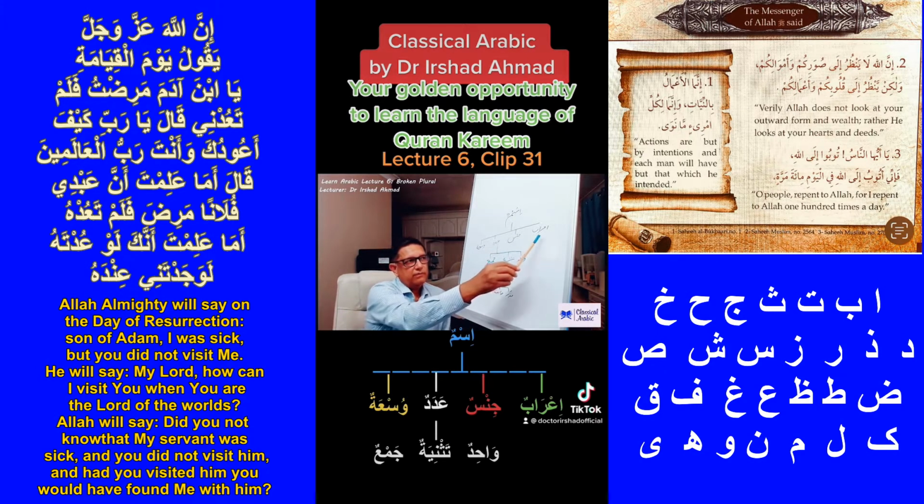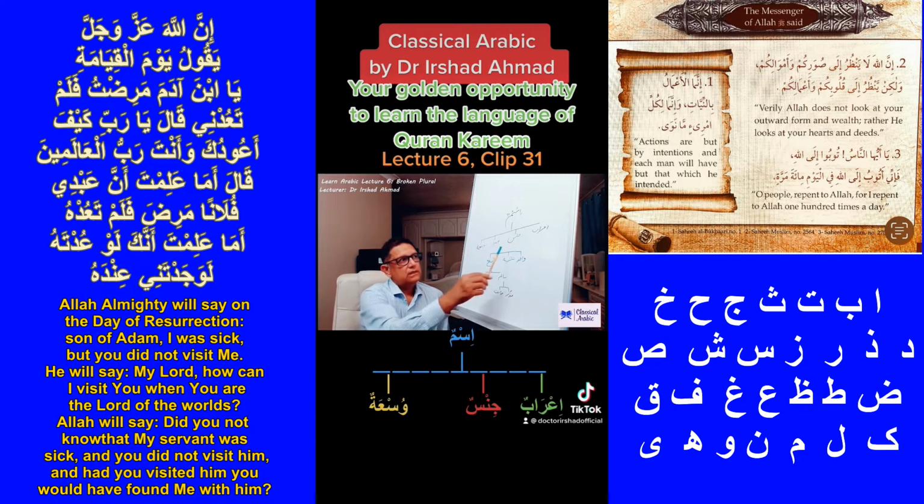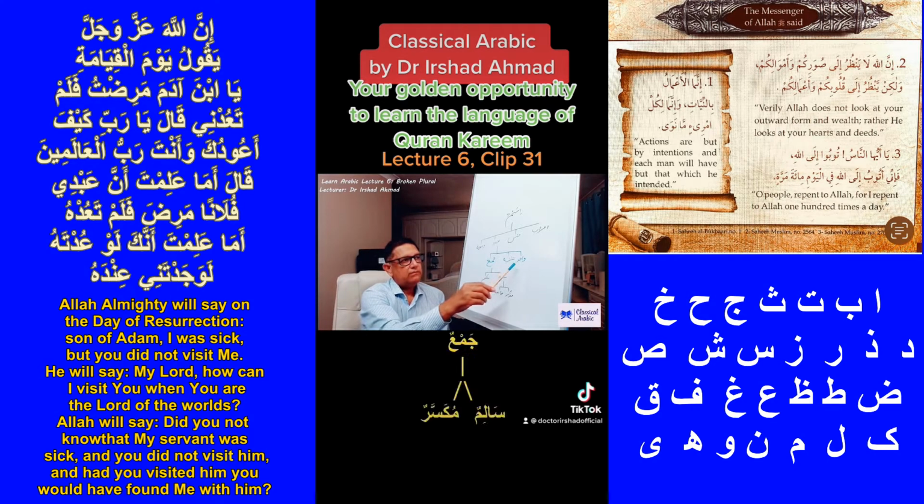We are now quite familiar with the concept of i'rab, and we have worked on it quite a bit. We are going to continue to work on i'rab, and i'rab is going to be with us all the time. Jins we have covered, muzakkar and muannas. We are working on adad, which is wahid, tasniya, and jama. We know how to make tasniya from wahid.